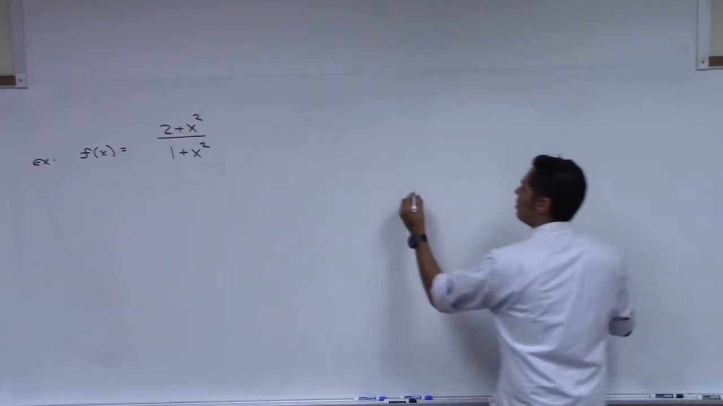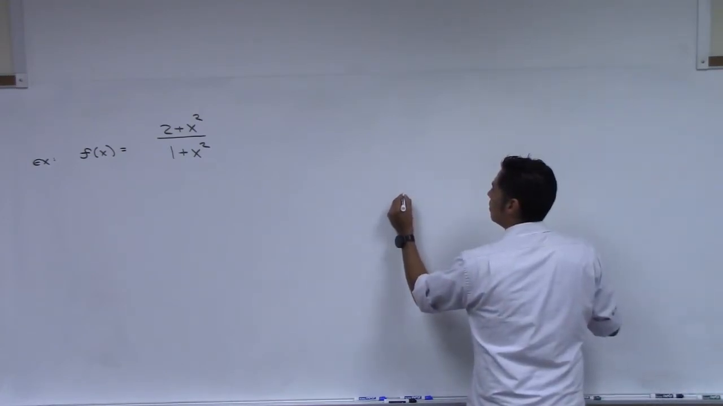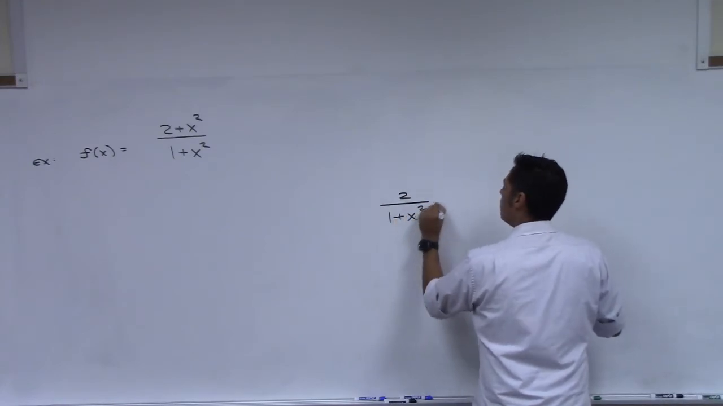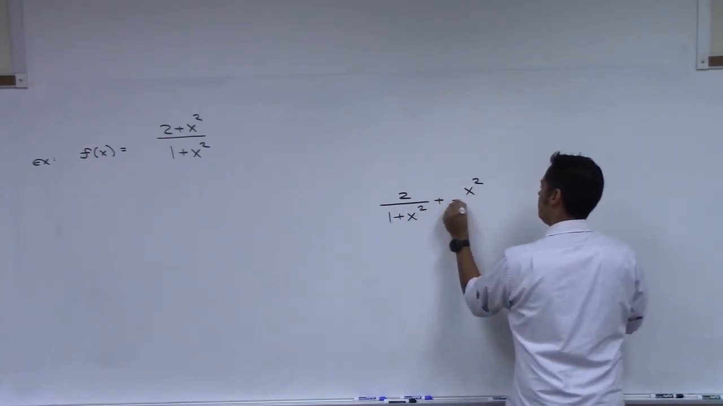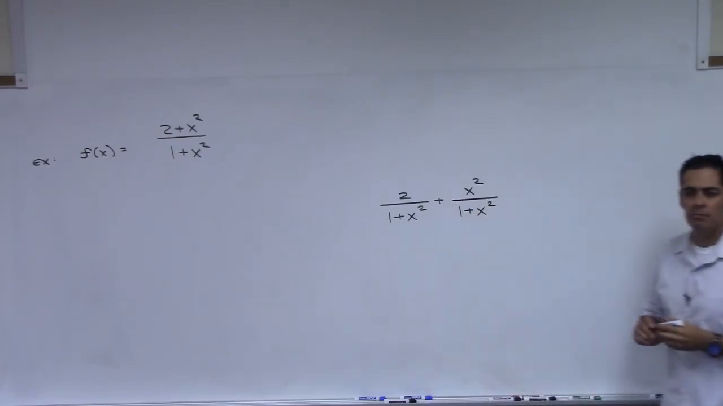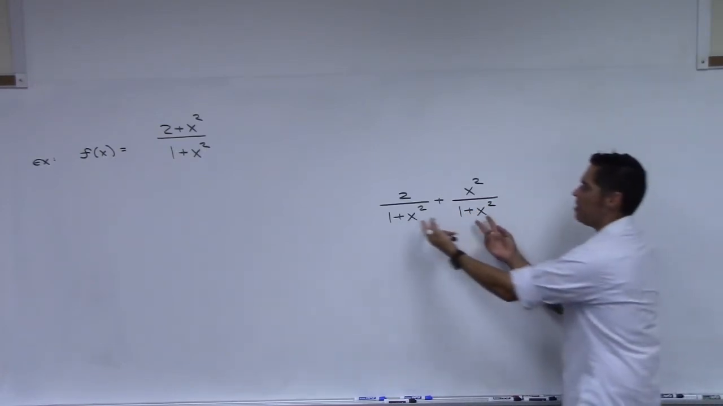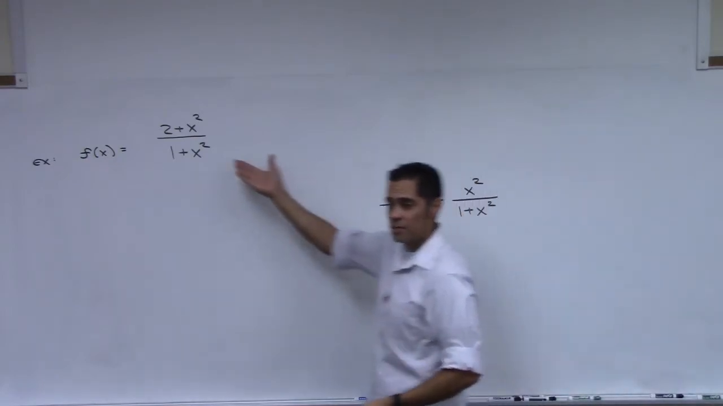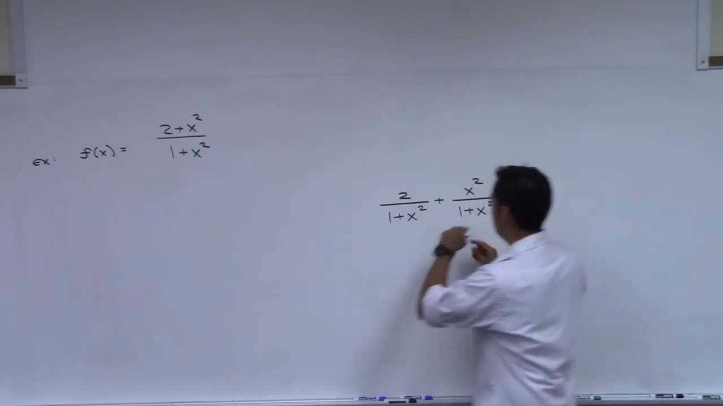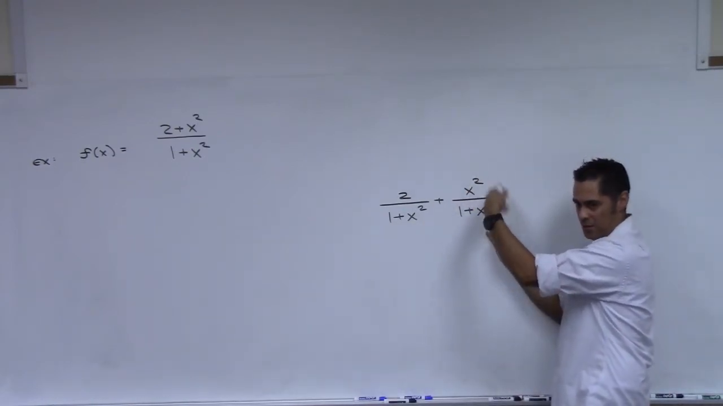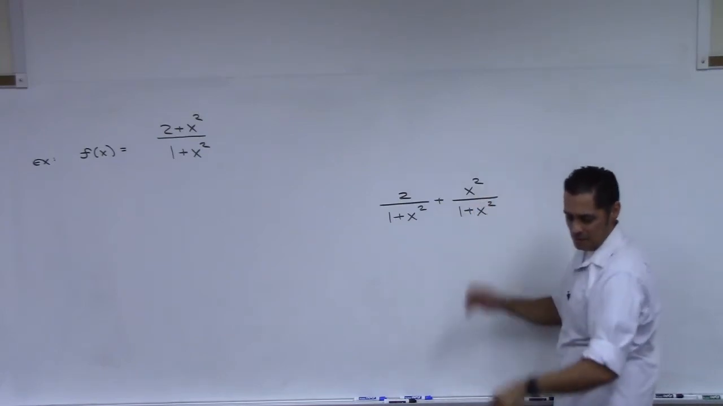Now, could I write this? Is that algebraically the same thing? It is, right? They have the same denominator. If I put them together, I get 2 plus x squared over 1 plus x squared. That's this. But see, you can't use those rules here because you have two terms. You can't just reduce the x's out. So it's not quite.